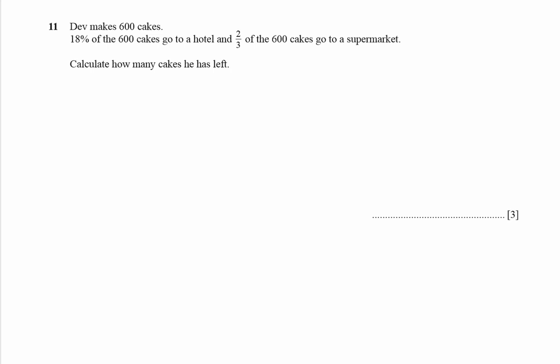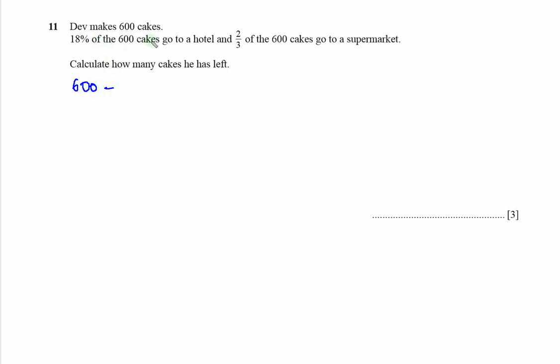Now let's look at this question. They make 600 cakes, 18% will go to the hotel, 2/3 of the cake go to the supermarket. How many cakes are left? Okay, now let's find the number of cakes that go to the hotel and the number that go to the supermarket, and you take 600 minus these two quantities, that will give you the number of cakes we made.